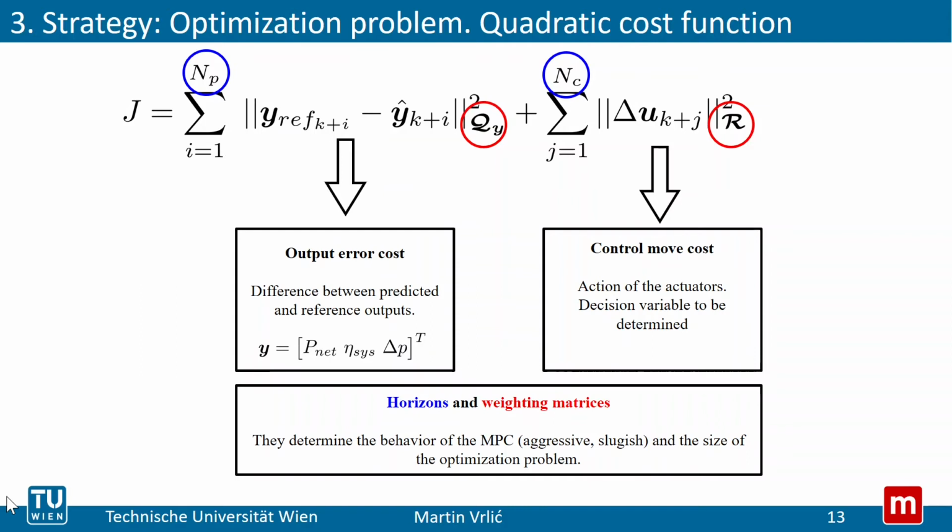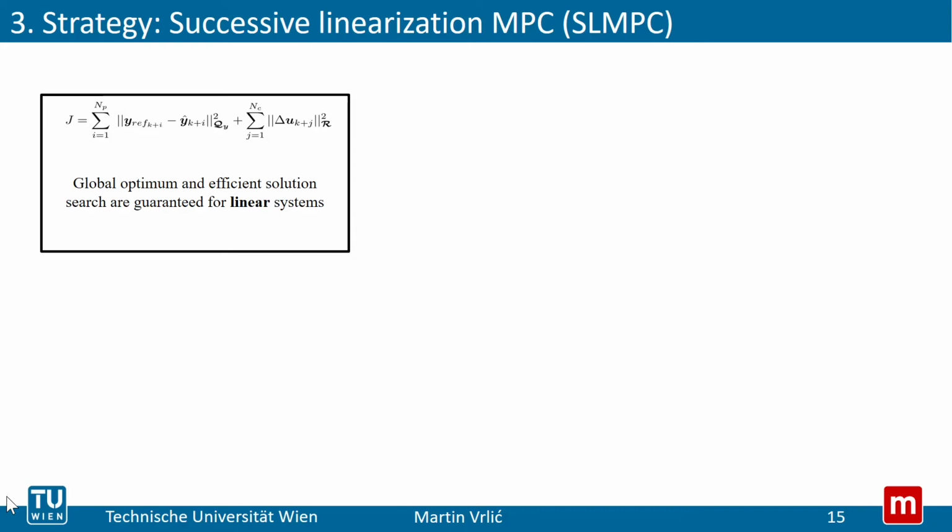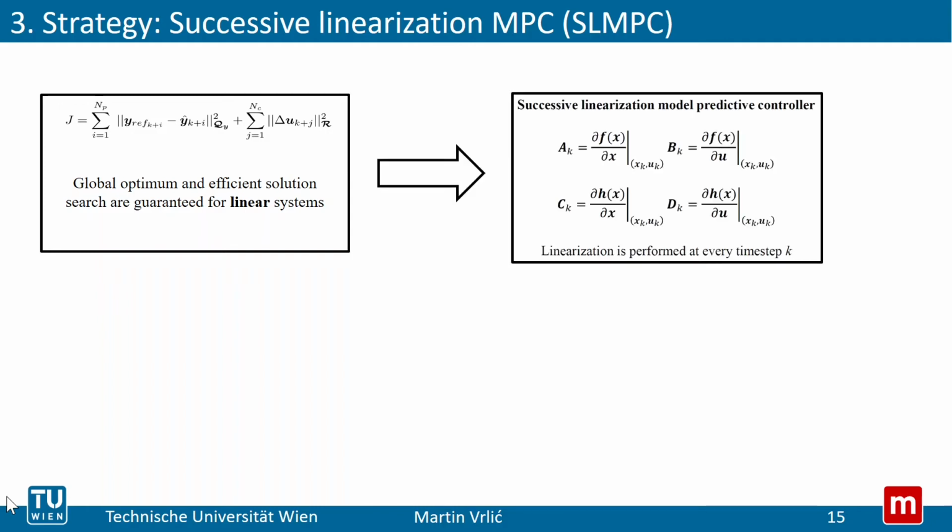This is a strategy that we used. We want to minimize this cost function to get the optimal solution. Global optimum and efficient solution search are guaranteed for linear systems only. And remember, we have a non-linear model at hand. So what we do here is we successively linearize the model. At each time step in our simulation, we calculate the linear system which represents the nonlinear model correctly at that point or in the vicinity of that point.